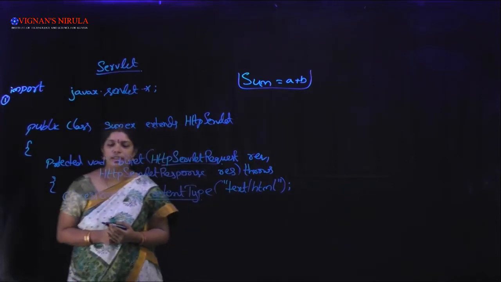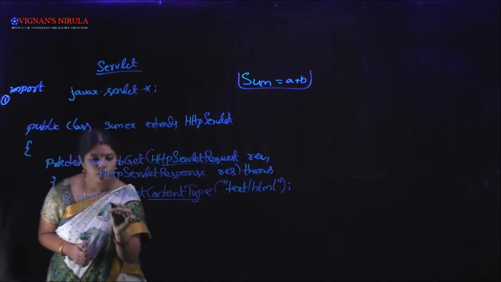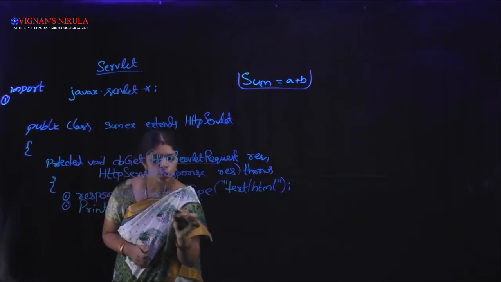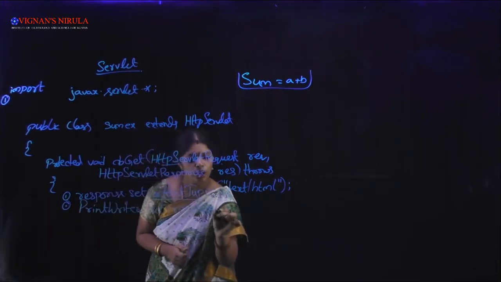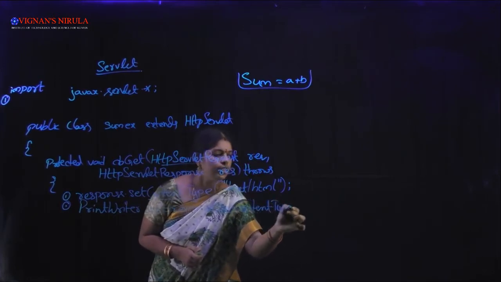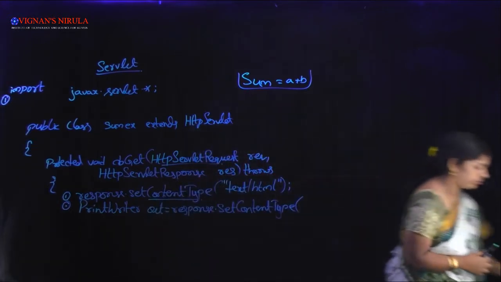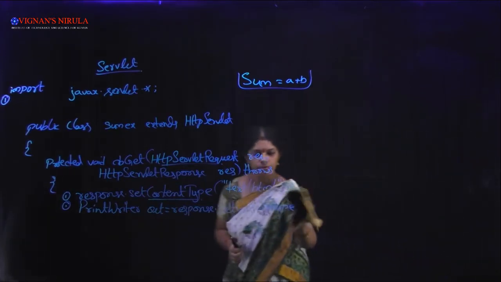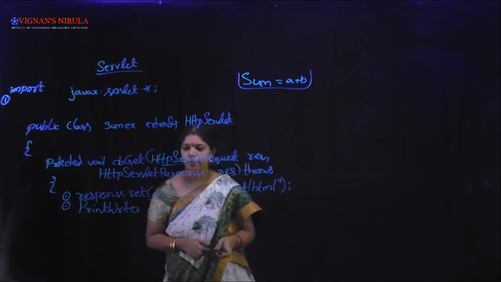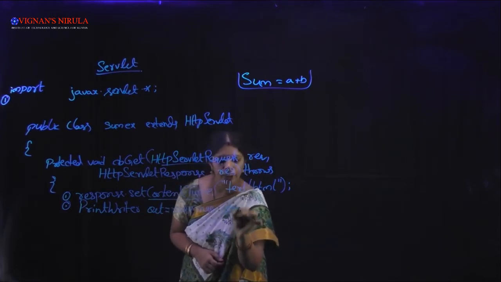And the second line of code is where we write the PrintWriter. What is the PrintWriter? PrintWriter out equals response.getWriter.